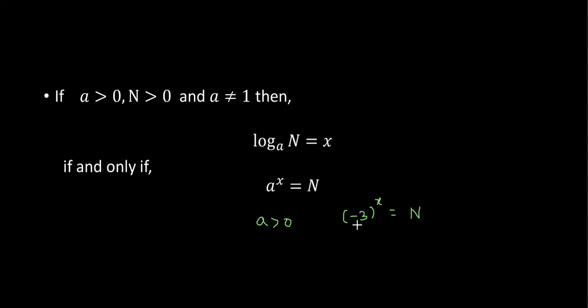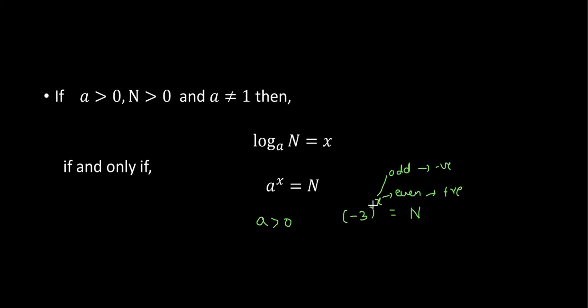So why is a negative base not allowed? The reason is that since the base is negative, the output could be positive or negative. Why? Because if I raise the negative base to some even number, that is, if the exponent is even, then the output n will be positive. But if x is odd, the output will be negative. I do not know the value of x. If n is positive, then x should be an even number, and if it is negative, then x should be an odd number. So there is an ambiguity here.